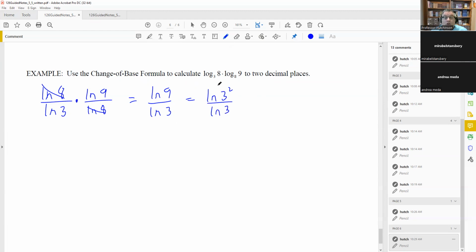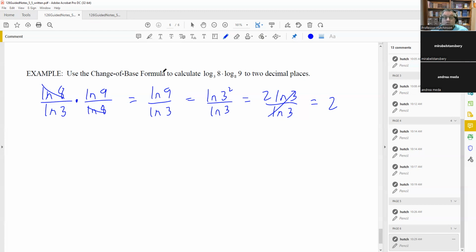Not every one necessarily will turn into something like this, but this one does. I basically changed the 9 into 3 squared, so that it's the same base as the bottom one. And then I can use rule number 5, which says that you can take the 2 and put it down in front of the ln, and then the ln's cancel out. And so your answer is going to be 2. If you were to do this in the calculator, ln 9 divided by ln 3, you would also get exactly 2.